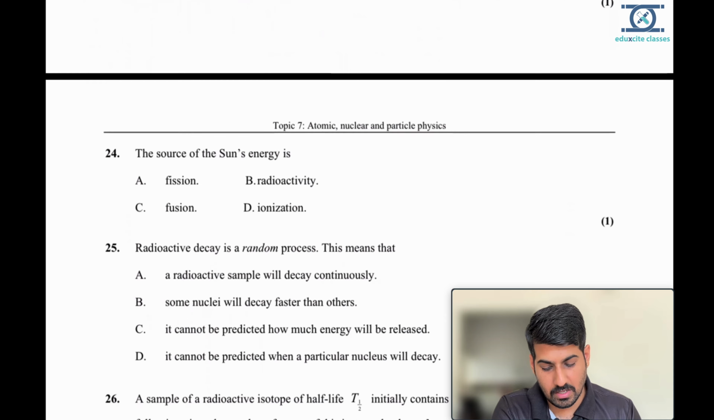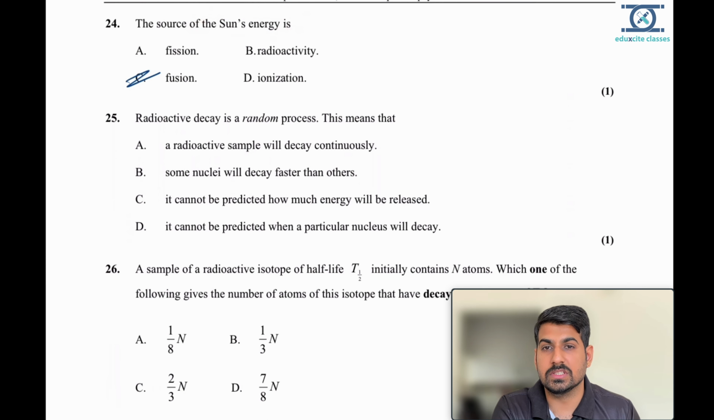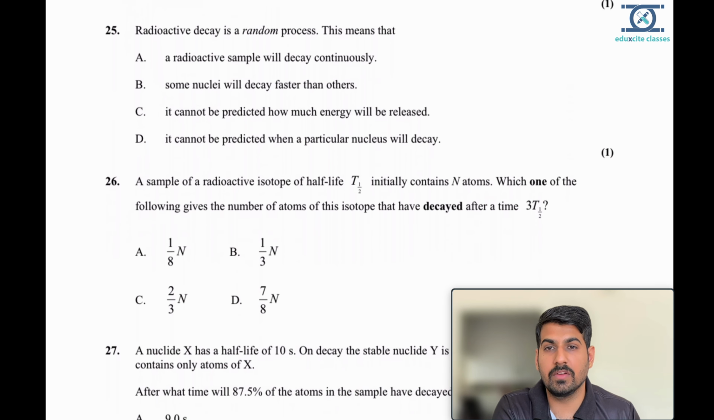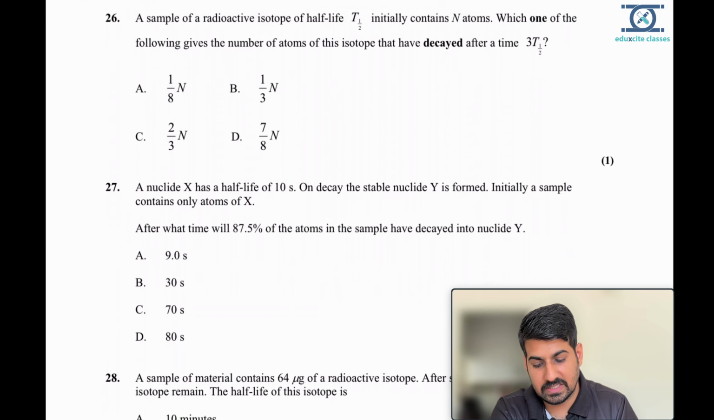Okay, now question number 24. The source of sun's energy, everybody knows this, fusion, nothing to worry about here. Question number 25. The radioactive decay process is a random process. Now why is it a random process? Because we cannot predict when a particular nucleus will decay, and that is why it is known as a random process.